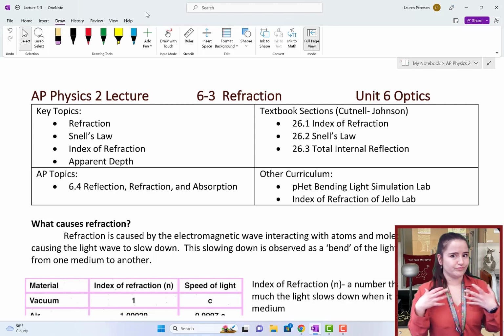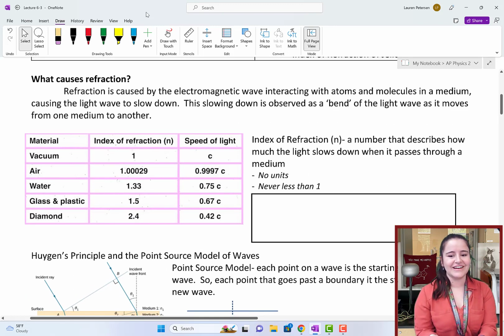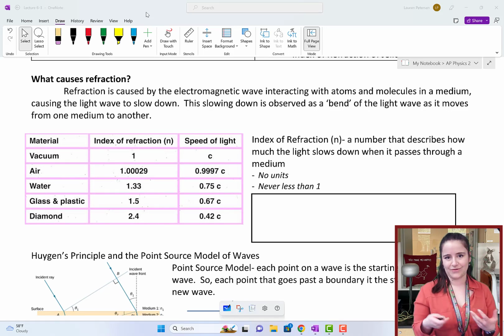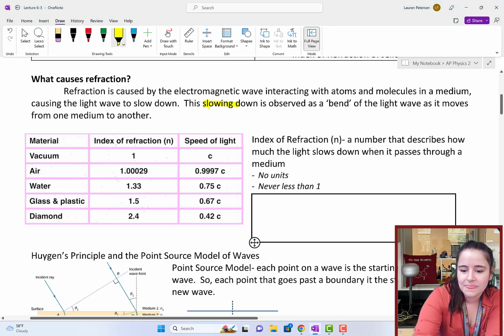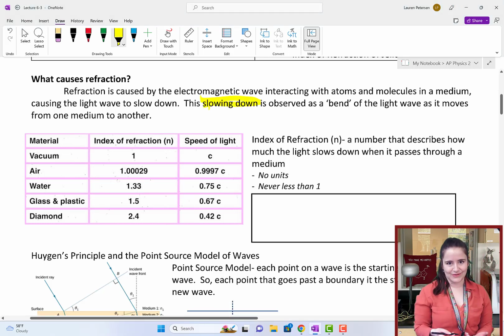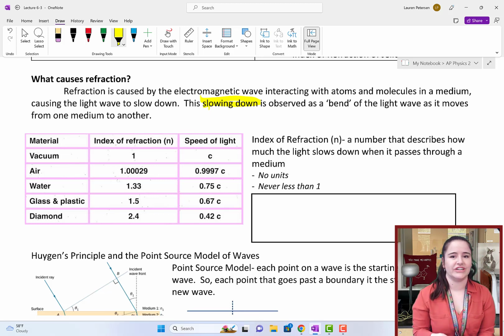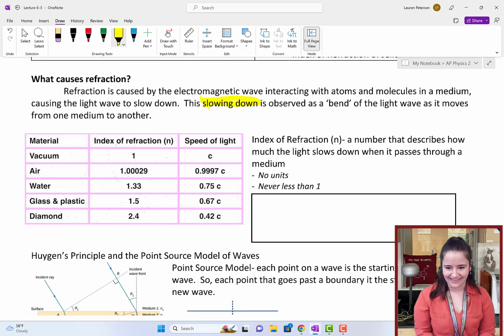So what is refraction? Well, refraction is defined as the slowing down of light when it enters a new medium. Now, because it slows down, we can observe that as a bend in the light as it transfers from one medium, like say air, to another medium, like water or glass or anything like that.